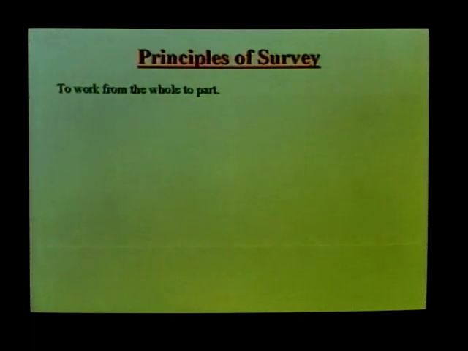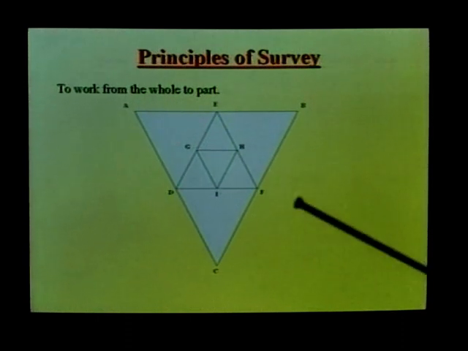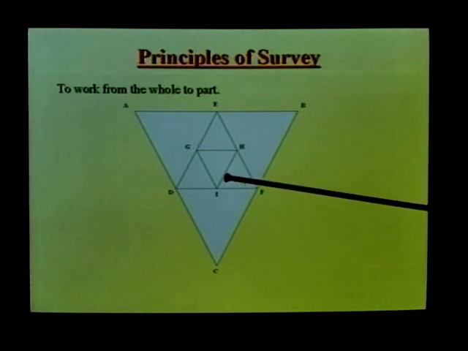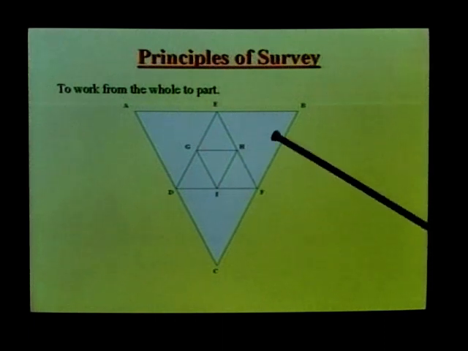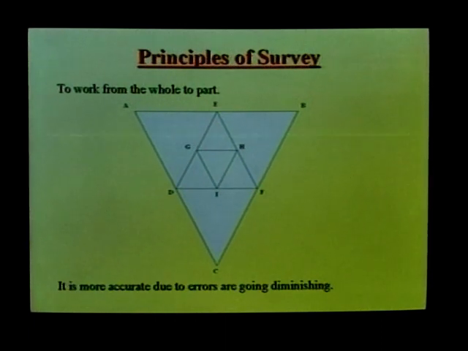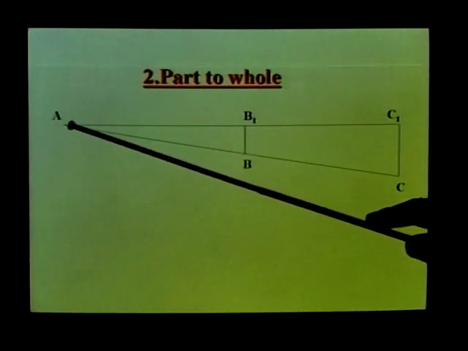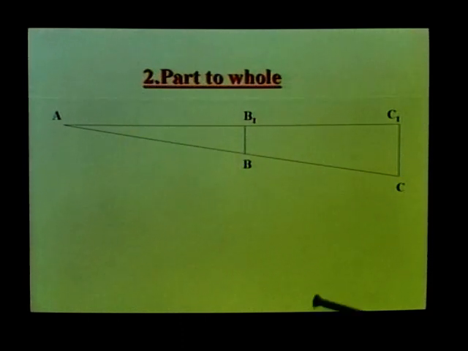Principles of survey. The basic principle of survey is to work from the whole to the part. This figure shows the total, the entire area, and you are coming to smaller points again and finally to one point. In this principle it is more accurate because errors go on diminishing. In the second principle, part to whole, here it is a part and we go on to the entire whole. Here the area will be increasing, and when the area increases, errors go on increasing due to enlarging.